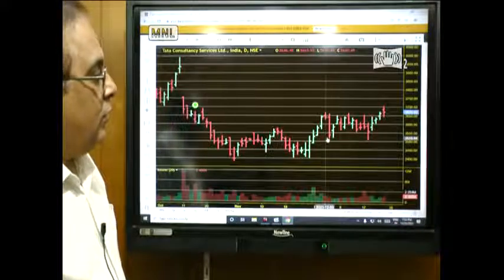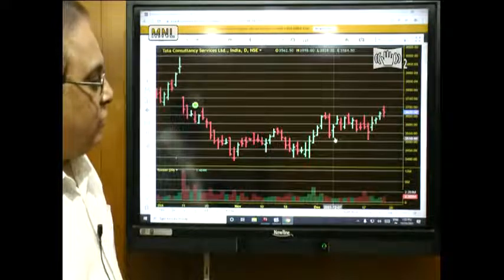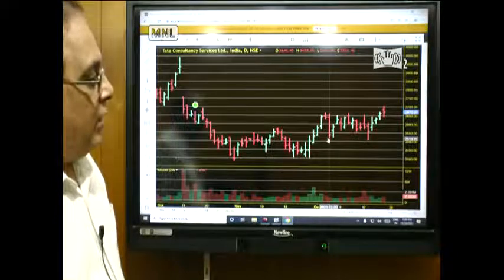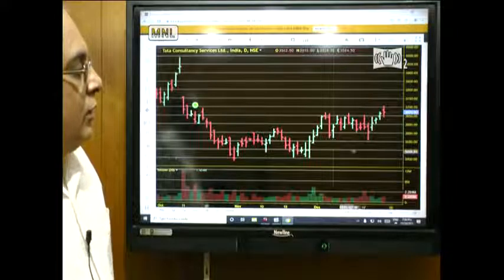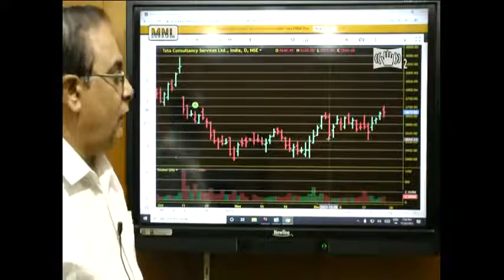Now here, the break above this will confirm that this is a bottom and this is a bottom, and higher bottoms are coming. So anything above 35.98, we could even have gone long, keeping this particular low as a stop loss.